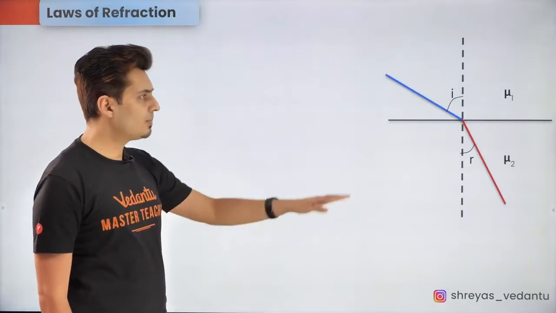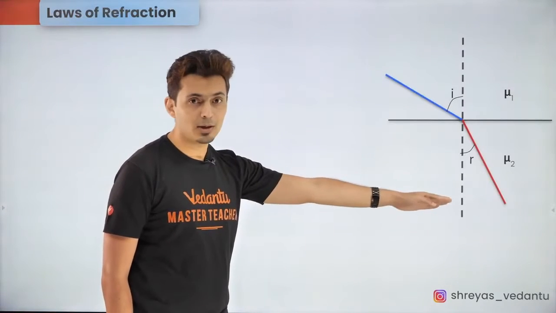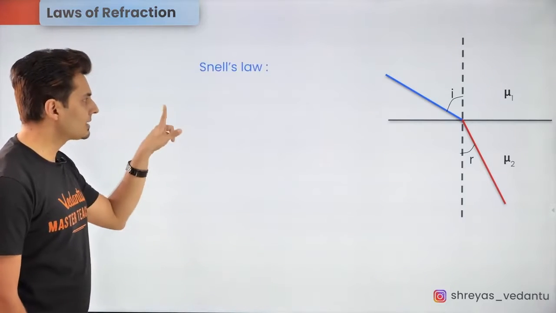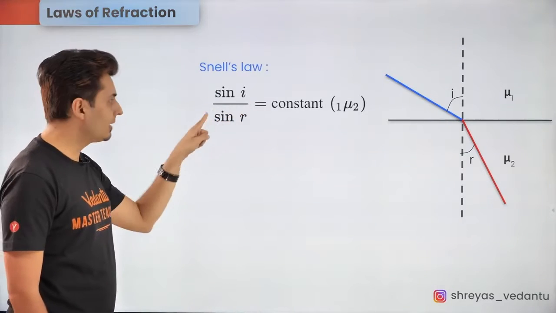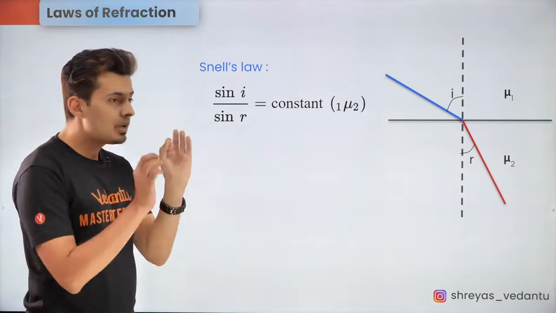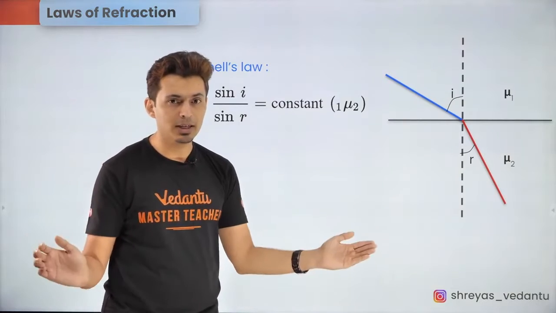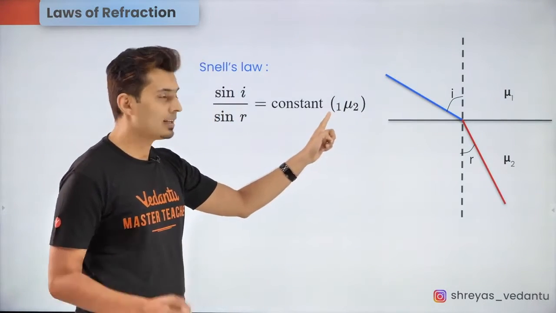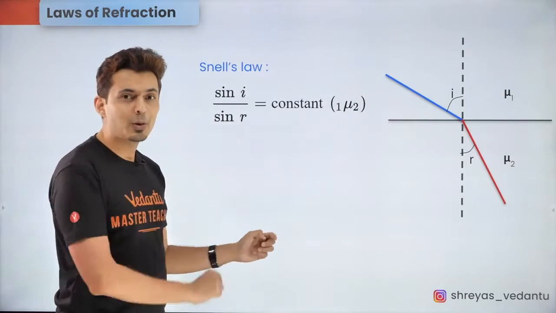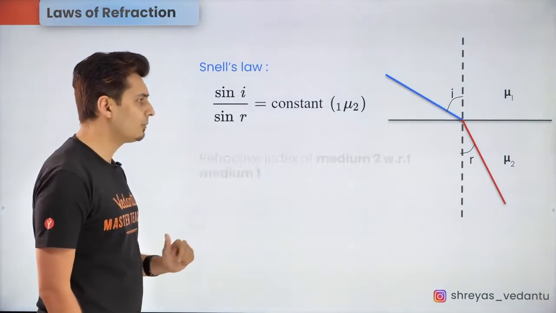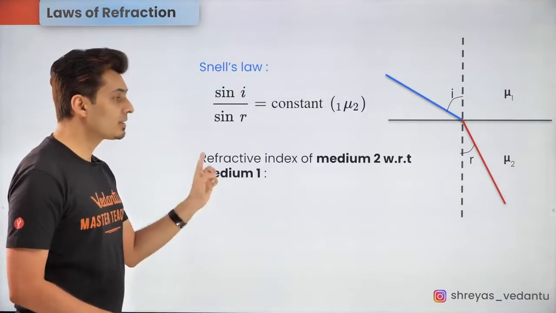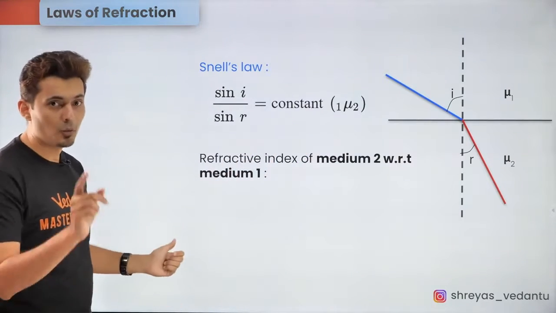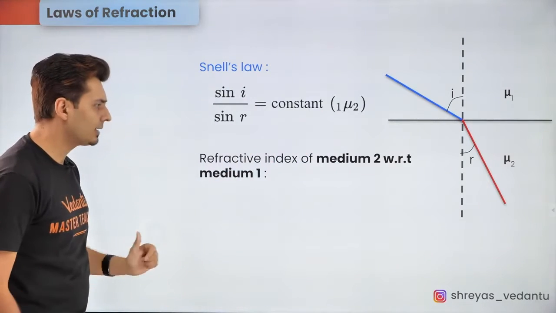Now the relationship between the angle of incidence and the angle of refraction is given by Snell's law mathematically, and it states that sine of incident angle upon sine of refracted angle is constant for a given pair of media. And if the light goes from the first medium to the second medium, it's denoted as 1μ2, and it's also called the relative refractive index. Now remember, this is pronounced as the refractive index of 2 with respect to 1. So that can be confusing at times.